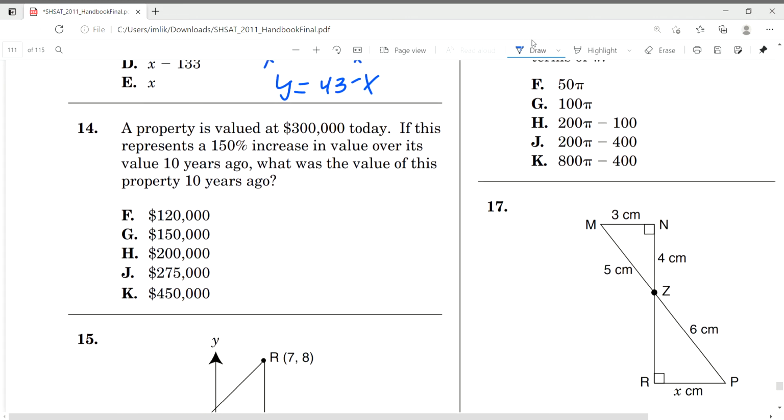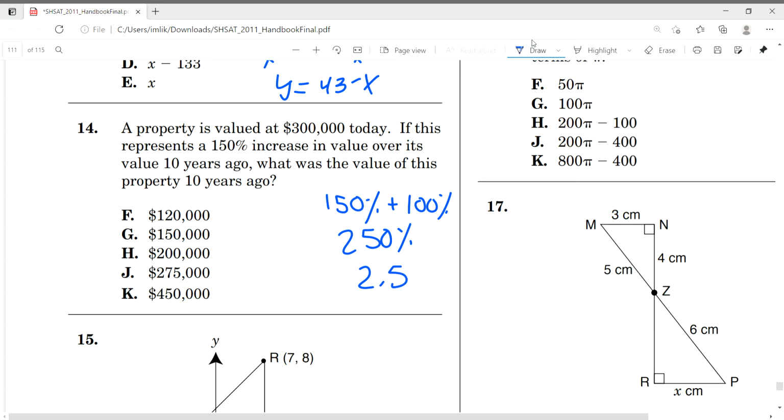A property is valued at $300,000 today. If this represents a 150% increase in value over its value 10 years ago, what is the value of the property 10 years ago? A big mistake that people make is they think that 150% is the total increase, and they think that's 1.5. Well, that's actually wrong. It did not increase by 150%. It increased 150% in addition to itself. So we have to add 150% to its already 100% value, which gives us 250%, which is equal to 2.5.